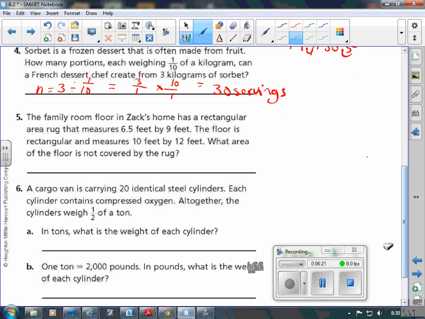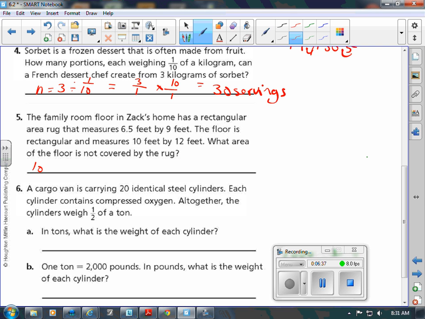The family room in Zach's floor has a rectangular measure of 6.5 feet by 9.5 feet. The area of the floor is a rectangular measure of 10 feet by 12 feet. What's the area that's not covered by the rug? This is a multi-step problem. They're asking what's not covered.